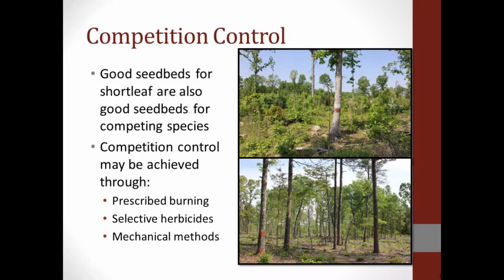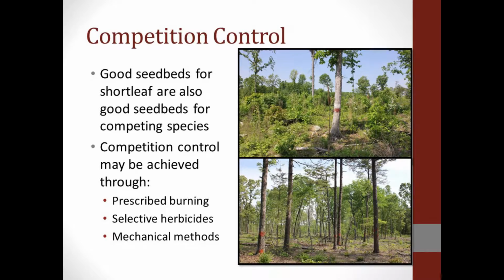Competition control is essential, and it can be accomplished a number of different ways. Temporarily, through things like prescribed burning. If you have a long enough history of fire, I guess you can really start to knock it back, but generally it's going to take several rounds of fire to really start to control a lot of these sprouting hardwoods to any large degree. Selective herbicides are another really good method that you can use to start to control the competition, and mechanical methods like brush sawing. And oftentimes combinations of all three are the best way to go.